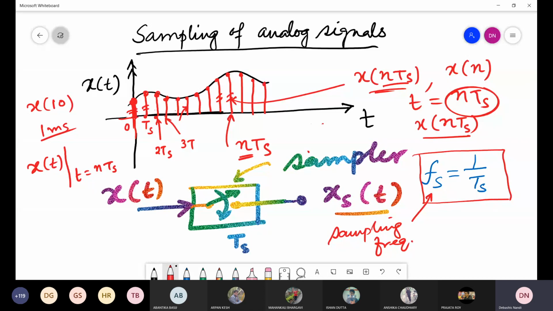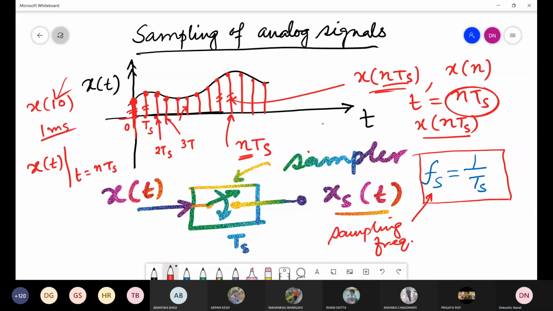This signal X(T) may be a voltage signal, it may be a current signal. We do not bother about that. Whatever the signal, ultimately the argument will give the amplitude of the signal. If the signal is voltage, the amplitude will be represented in volts, and if the signal is current, it will be represented in amperes. So this is our sampling.